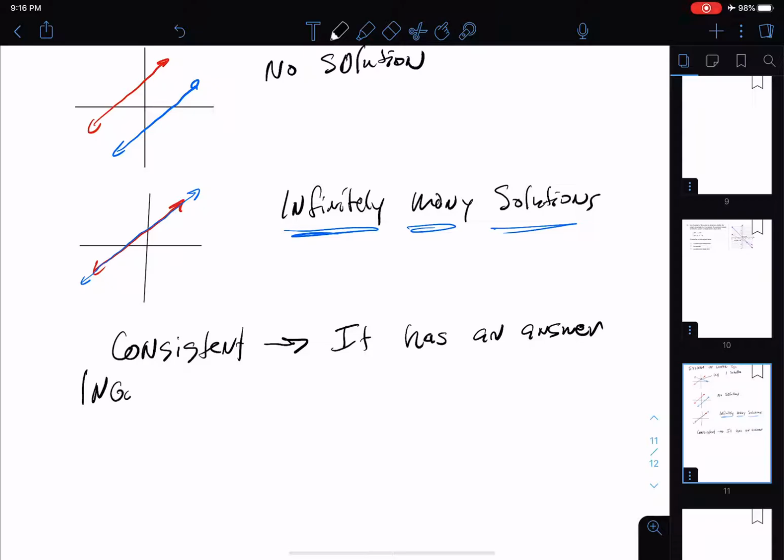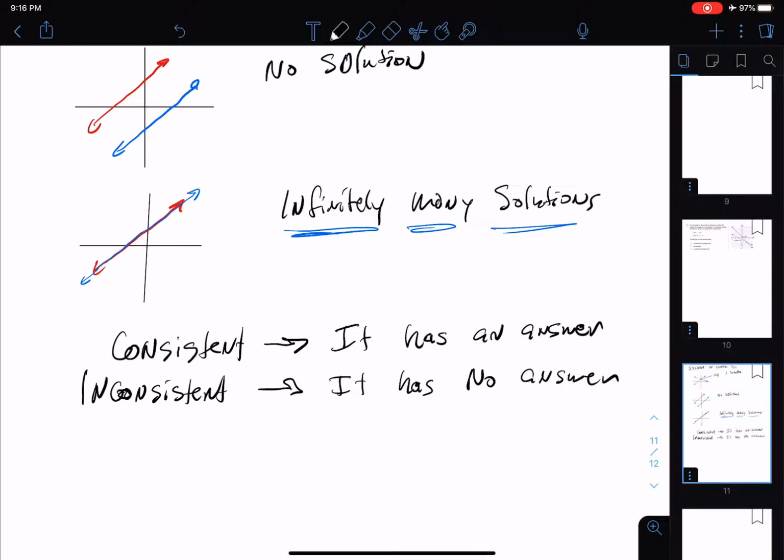Inconsistent basically means it has no answer. So consistent, it has an answer. It might have one answer. It might have infinitely many answers, right? But it has an answer. Inconsistent means it has no answer.